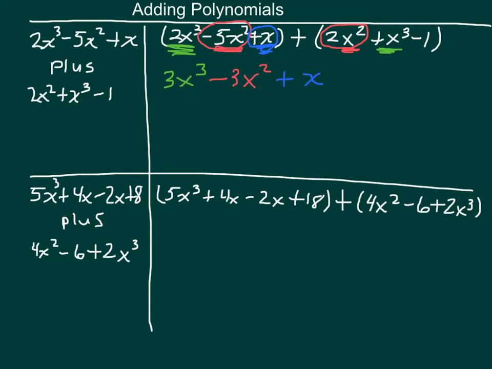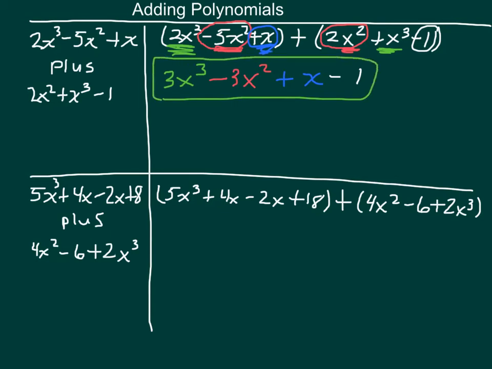And then, of course, my last one here, I see that I have nothing to go with this, so I just add it at the end. So minus 1 at the end, not 7, minus 1 there. And that's my answer. Okay, so my answer then is this right here. This right here is my final answer.